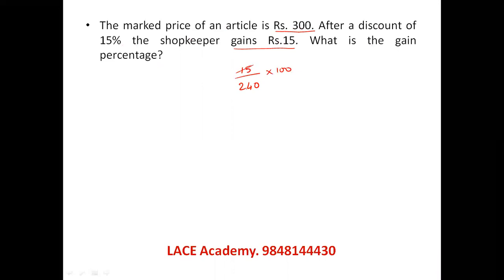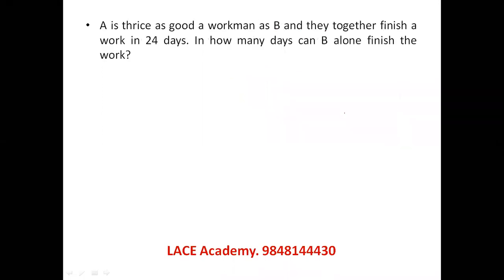So this is what is asking. Luckily, you can see 15 perfectly goes here. 1 by 16. 1 by 16 is 6 because 16 6 is 96. 6 2 by 3%. When you sold at 255, the gain is 15. So 240 is the cost price, 15 rupees gain. 15 out of 240 is a gain percentage. Let's see the next question.